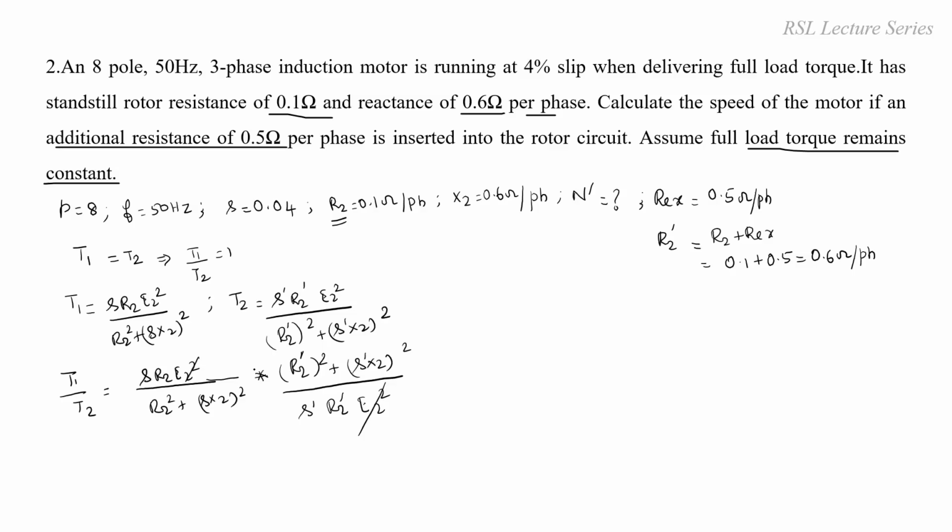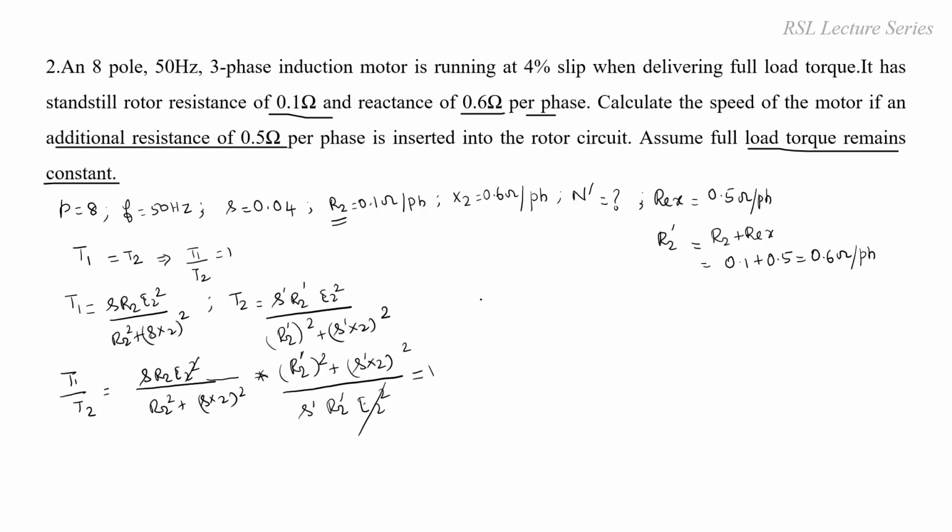Now the only unknown value is S dash, because we have the R2 dash value. So we will find out the S dash value, and once we have it, we can easily find out N dash. This ratio T1 by T2 will be equal to 1, as given. Now we'll substitute all the given values. In the numerator we have S into R2 multiplied by R2 dash square plus (S dash into X2) whole square. In the denominator we have S dash into R2 dash multiplied by R2 square plus (S X2) whole square.